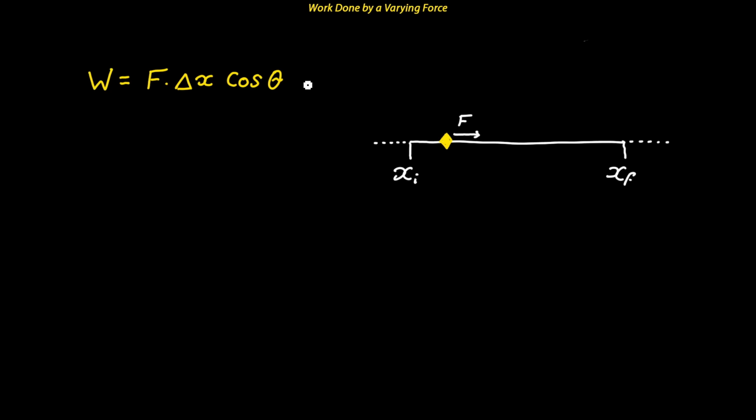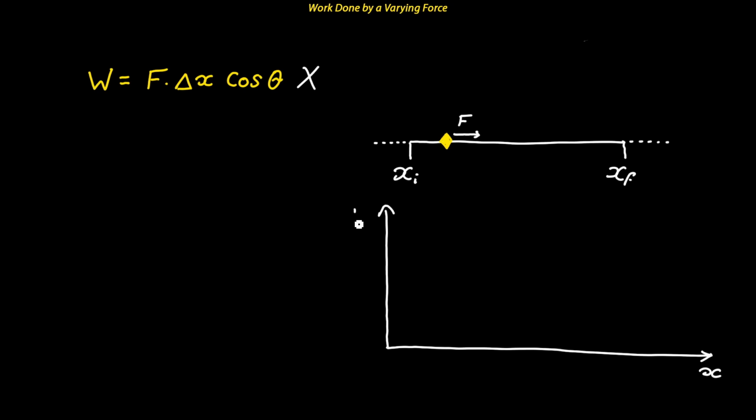If we want to calculate the work done on this particle, we can no longer use our previous equation, work is equal to the force multiplied by the distance, multiplied by cosine theta. And this is because this formula assumes that the force on the particle is constant over the distance. But in our situation, the force is no longer constant.